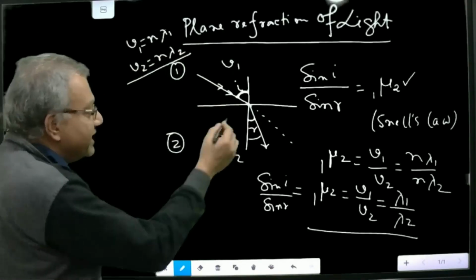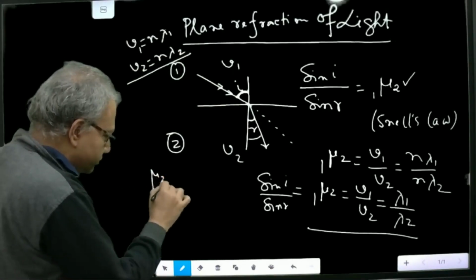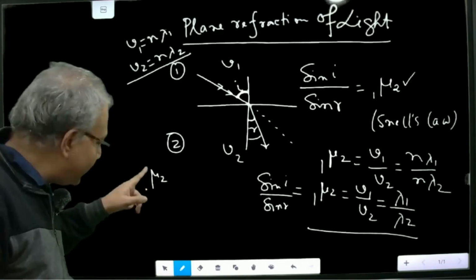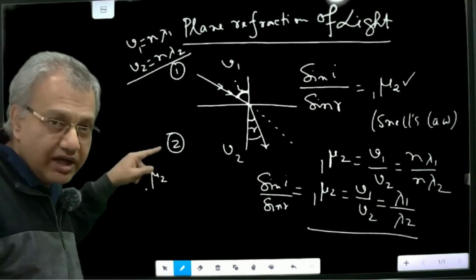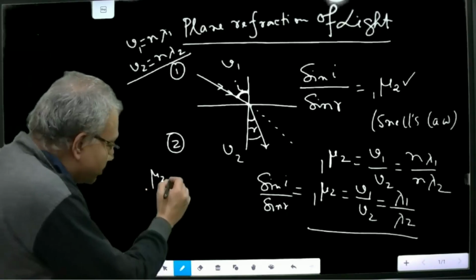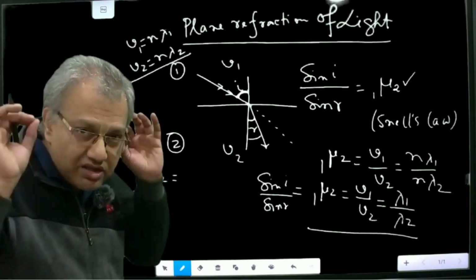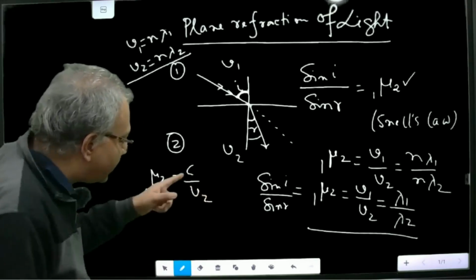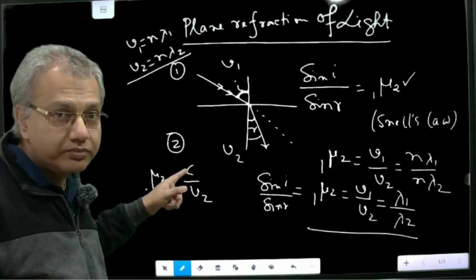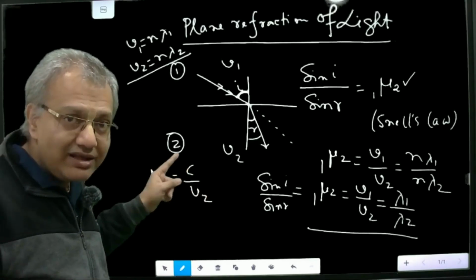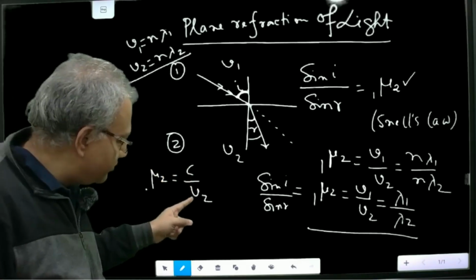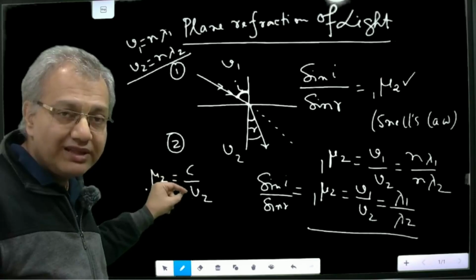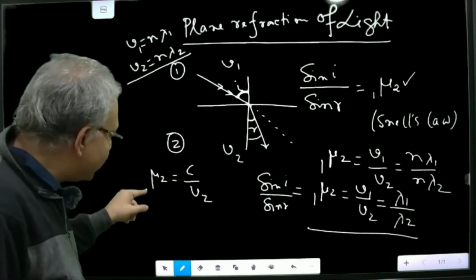I'm taking the medium 2, mu2. I'm not writing anything else here. This is the absolute refractive index. It is a rule, try to remember it: C divided by V2. C is the speed of light in the vacuum, divided by V2, the velocity of light in medium 2. This is called the absolute refractive index.